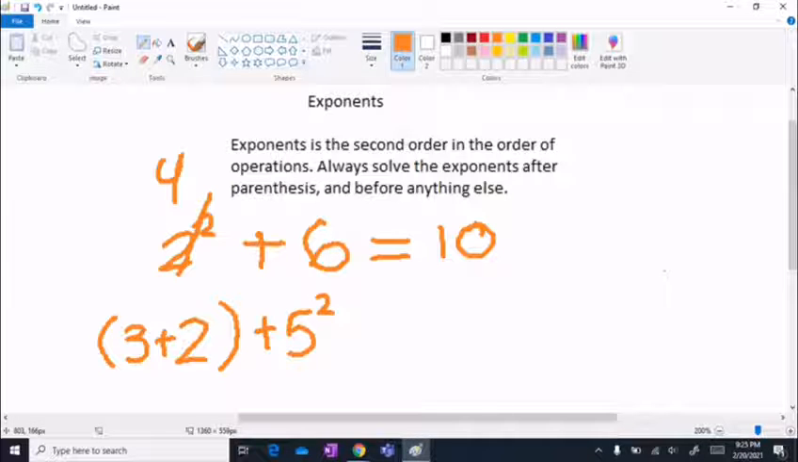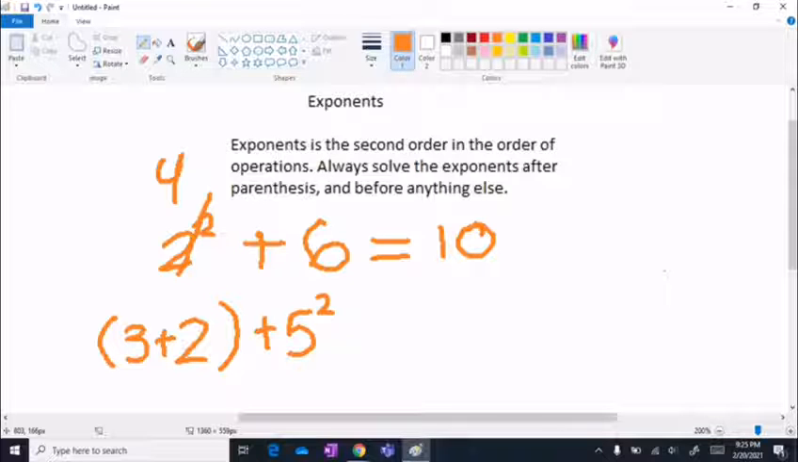Now let's do the second one. As you can see, we have parentheses here. Feel free to pause the video if you want to solve it yourself, and then you can come back and see what the answer is, or you can always just keep on watching in case you don't understand or you just want to see how to do it so you can do it yourself.